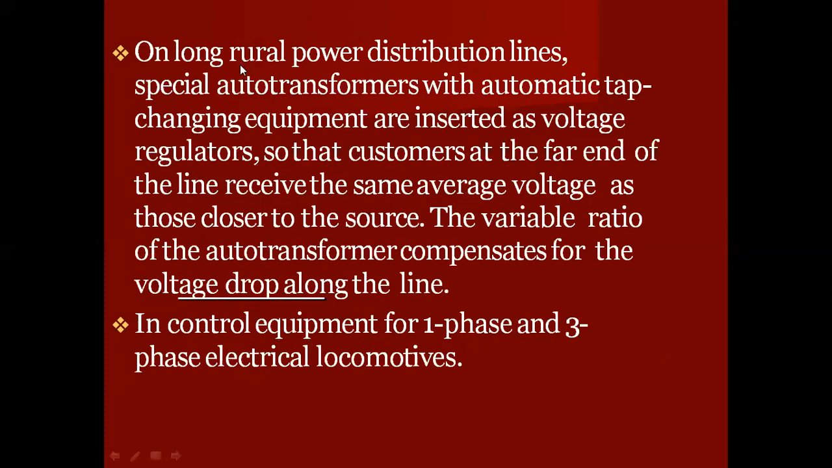On long rural power distribution lines, special autotransformers with automatic tap changing equipment are inserted as voltage regulators so that the customers at the far end of the line receive the same average voltage as those closer to the source. The variable ratio of the autotransformer compensates for the voltage drop along the line. In control equipment for single-phase and three-phase electric locomotives, autotransformers are used.